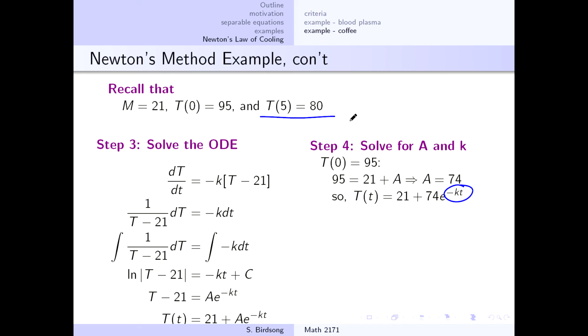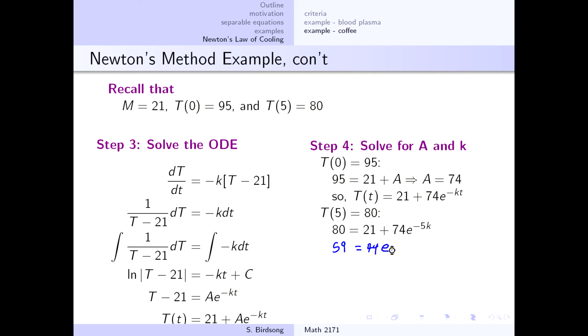So we plug in for our second condition. For our second condition, we'll get 80 equals 21 plus 74 times e raised to the negative 5k. And this is where we do a little bit of algebra. We'll move things to the side and then take the natural log of both sides. In order to do that, first we'll subtract 21 from both sides. If we subtract 21 from 80, that should be 59.